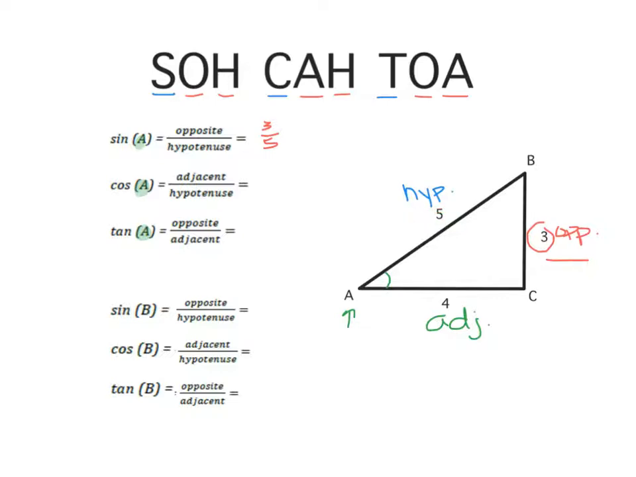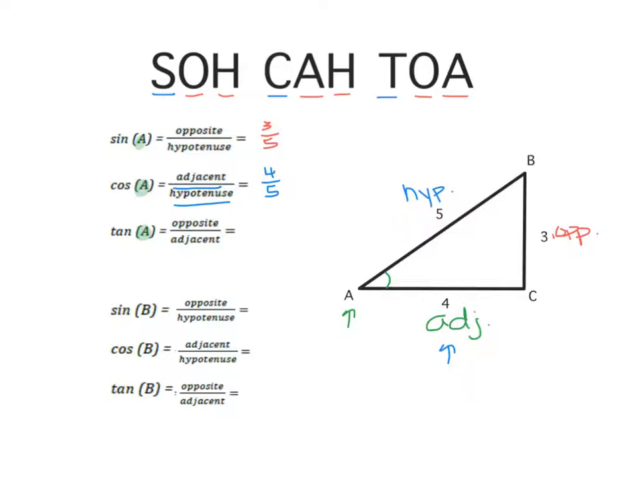Okay, so let's look at cosine. Let's see how cosine differs from sine. With cosine, let's change color here. I'm looking for the adjacent, which is this side right here, over the hypotenuse. Adjacent over hypotenuse. So if the value of the adjacent side is 4 and the value of the hypotenuse is 5, we have our trigonometric ratio for the cosine of angle A, which is just 4 over 5.